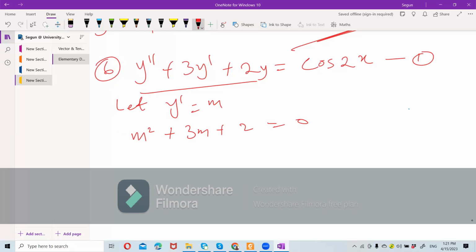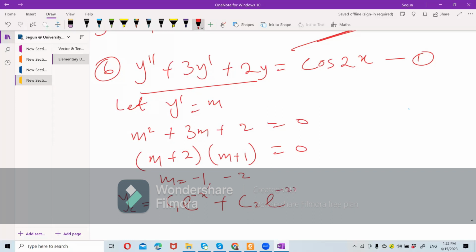We've solved this one before. When you solve a quadratic equation of this nature, what do you have? You have m plus 2 and m plus 1 equals 0. So m in this case is minus 1 and minus 2. So we can write our complementary function as C1 exponential minus x plus C2 exponential minus 2x.